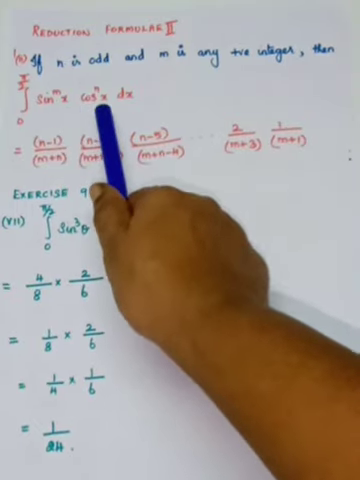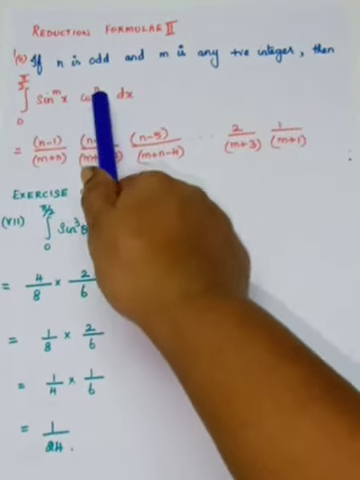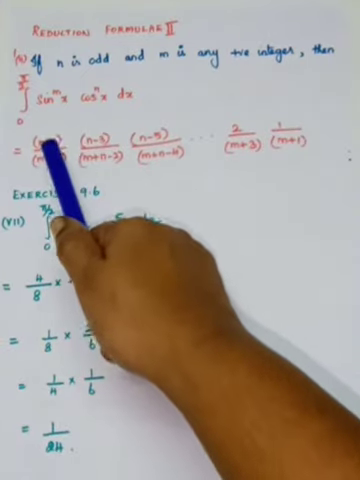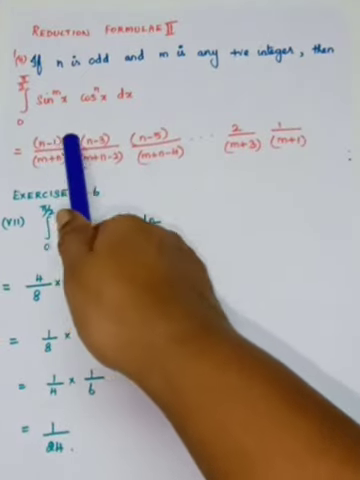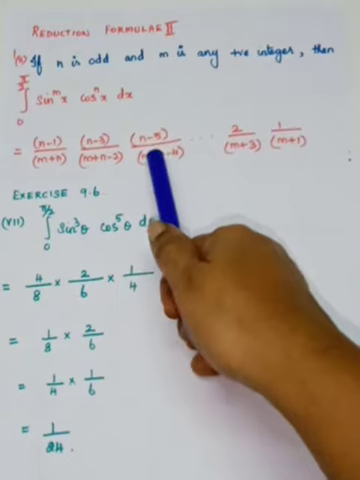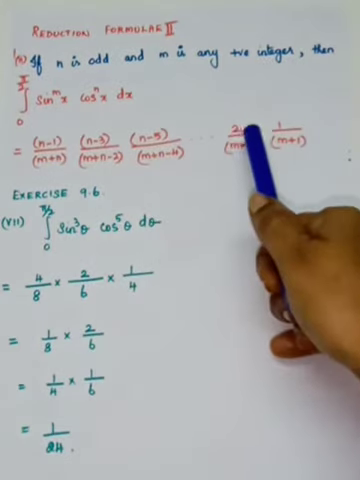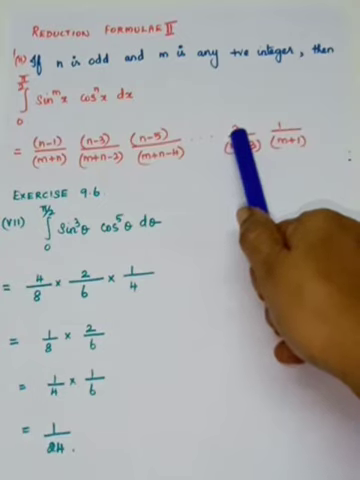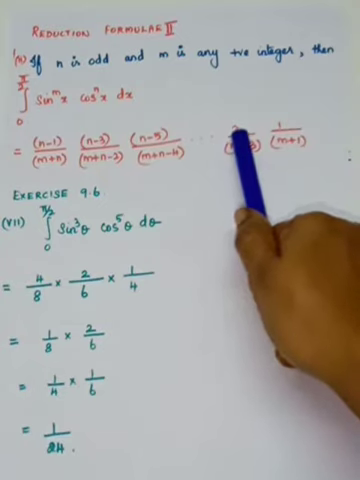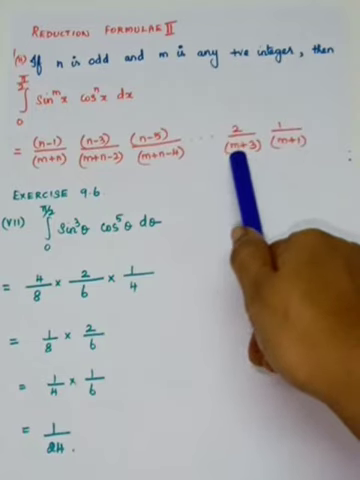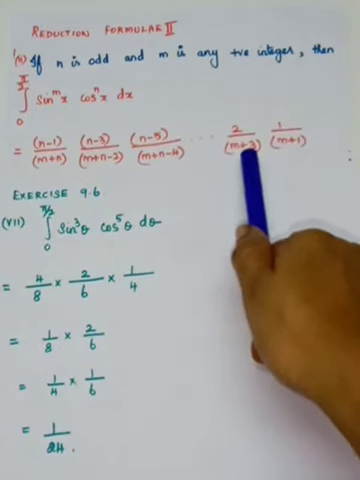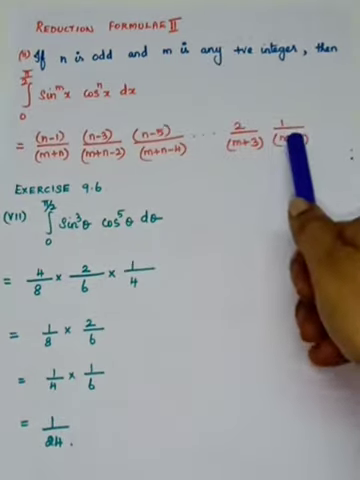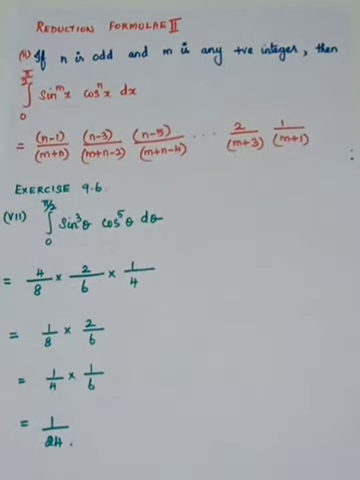If it's so, you have to start with the power of n as usual. What do you have to do? n minus 1, n minus 3, n minus 5. It goes on like this. So you will reach 2 in the numerator. You have to reach 2 in the numerator. If 2 comes, the denominator should be m plus 3. Okay, after that you have to write the term 1 by m plus 1.